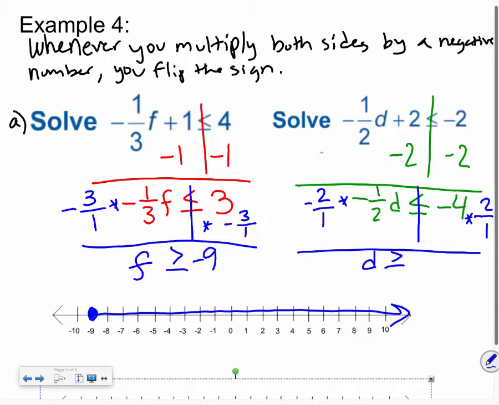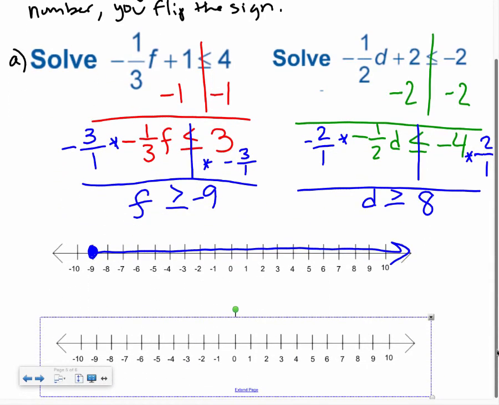We have negative 4 times a negative 2/1, which is the same as negative 4 times a negative 2. Negative times a negative is a positive, and 4 times 2 is 8. So if I look at this next one, I have d is greater than or equal to 8. I said or equal to, that means filled in circle. D is greater than that, so I'm going to shade to the right.